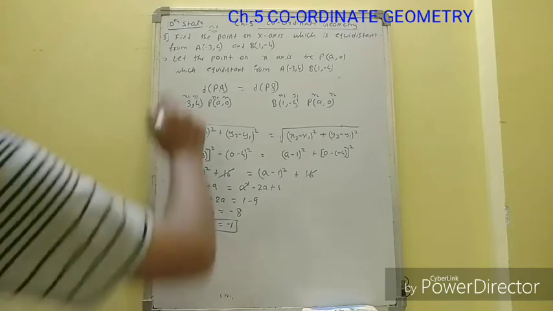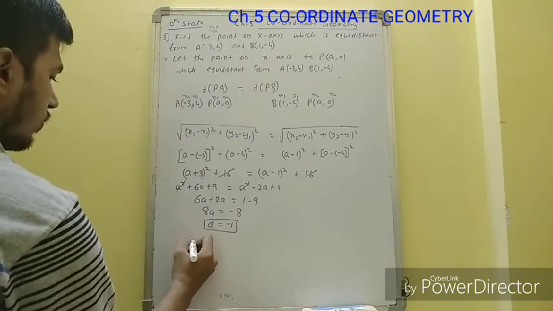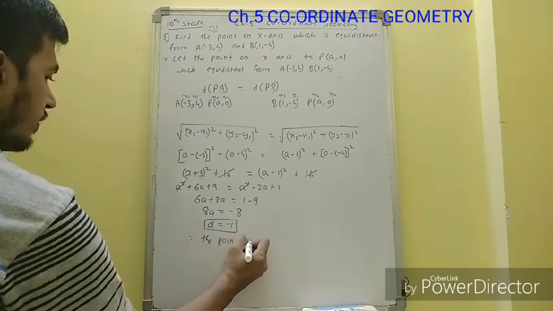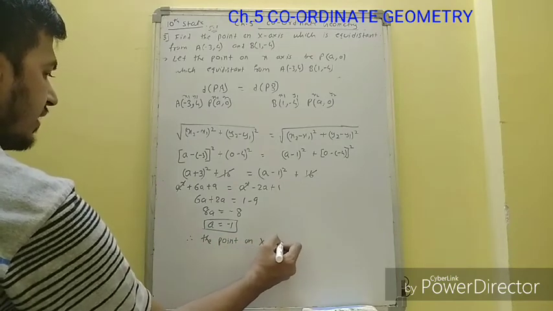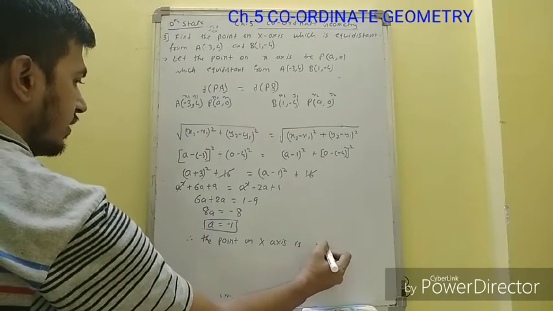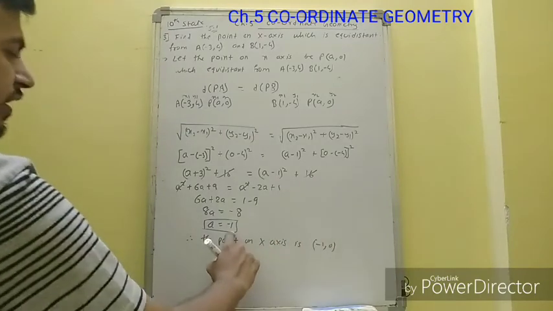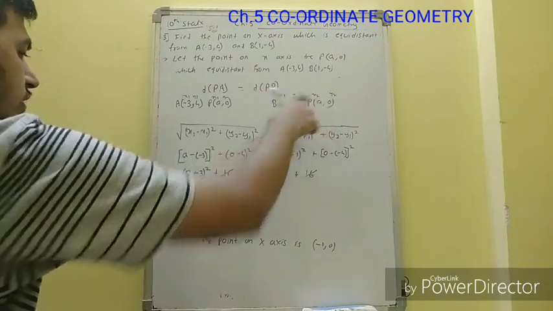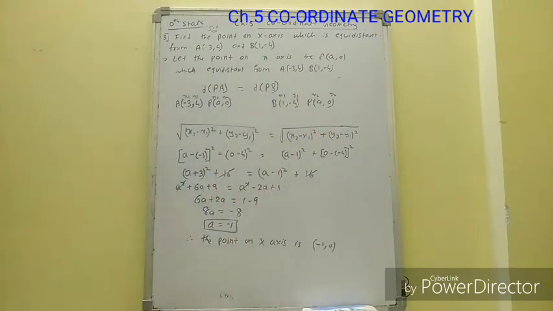So what is the point? Find a point on the x-axis. Therefore, the point on the x-axis is (-1, 0). See, a is minus 1, so the point is (-1, 0). Okay, so this is the point on the x-axis, and this was the third sum.